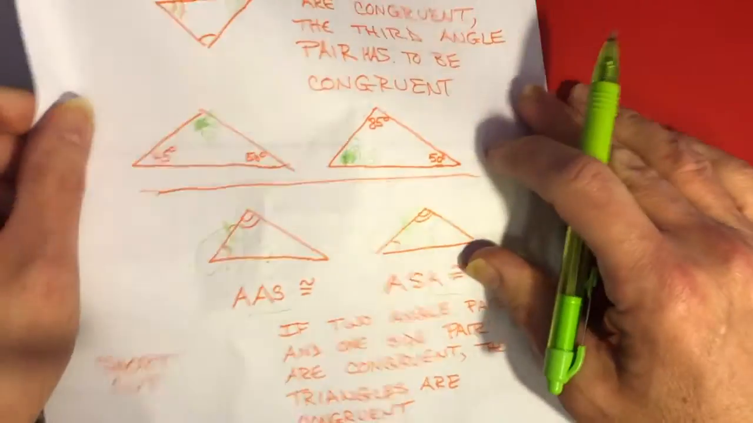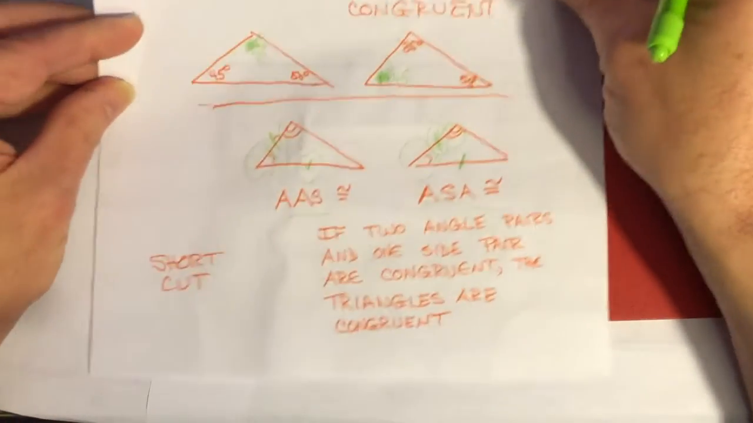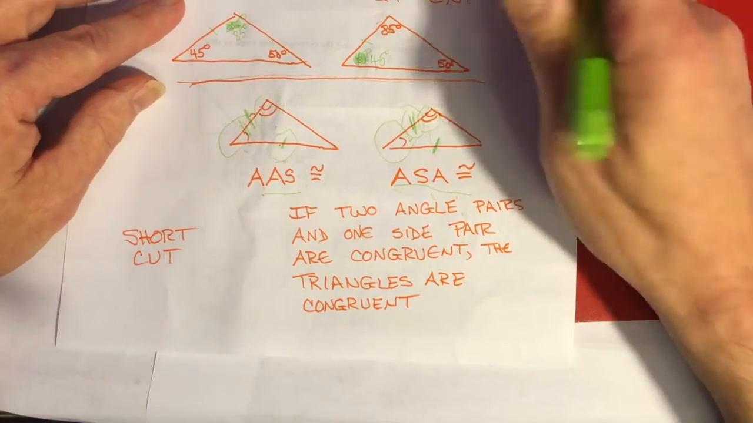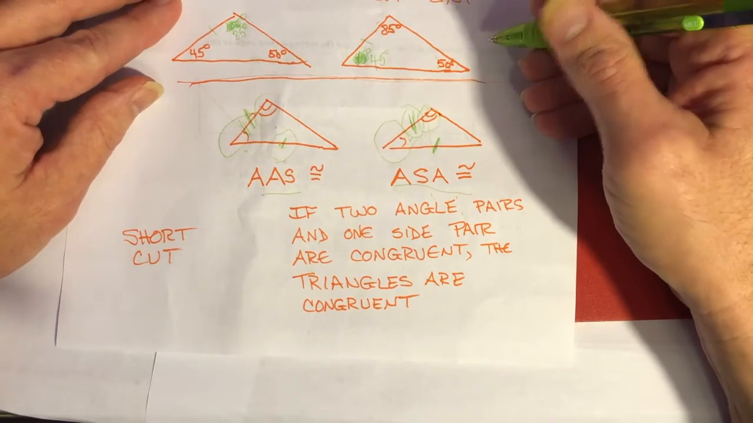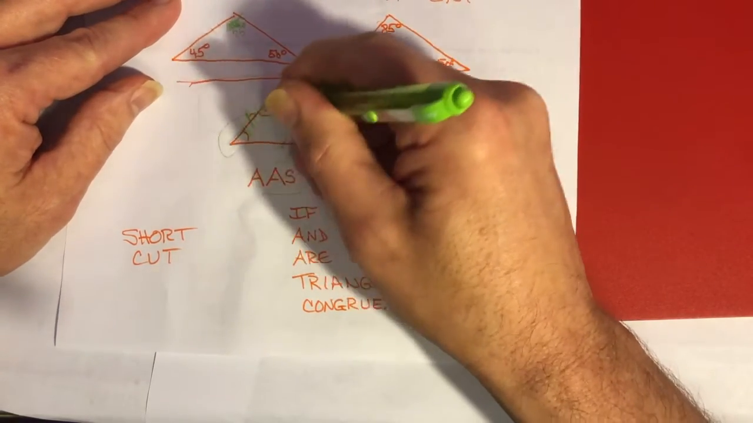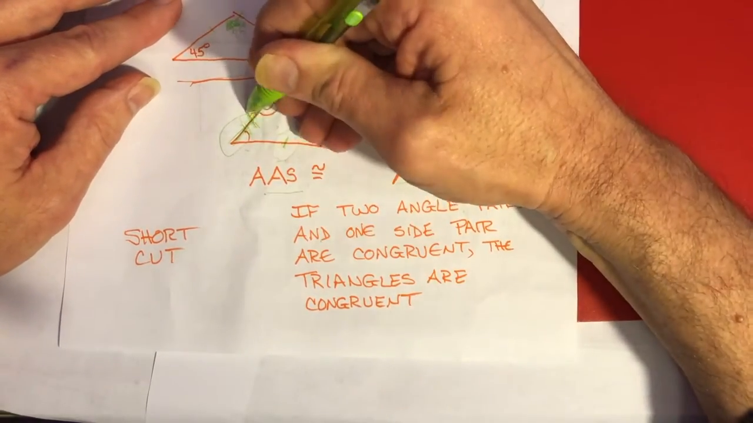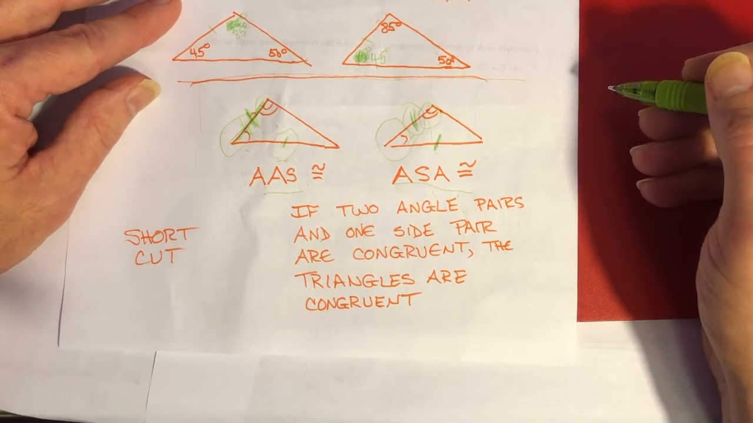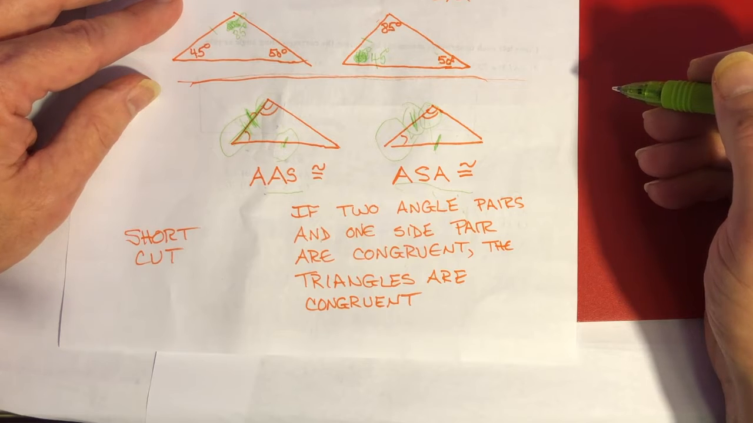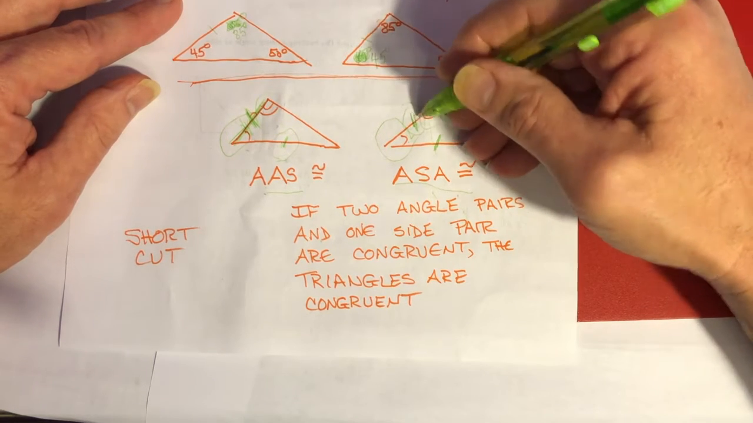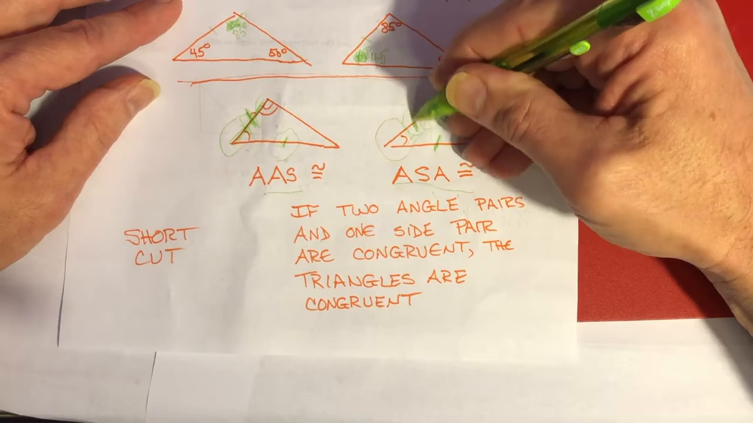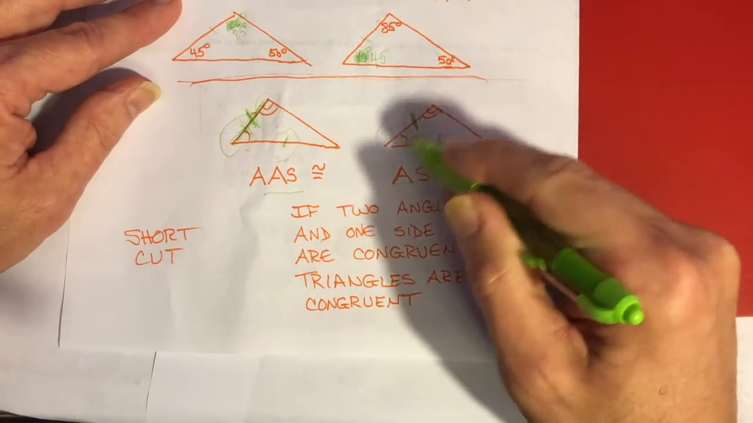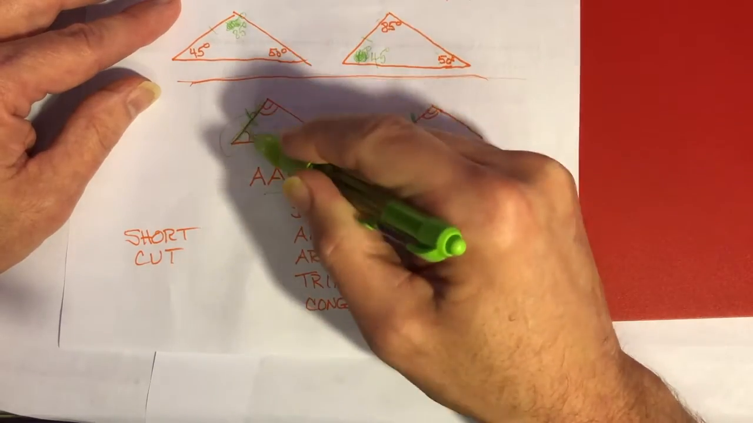So how does that work out? It works out like this. And notice, it doesn't really matter which side you pick, right? So let's say over here, I say that this side here is congruent to this side over here, okay? This side is congruent to this side. That's the side between the two angles.